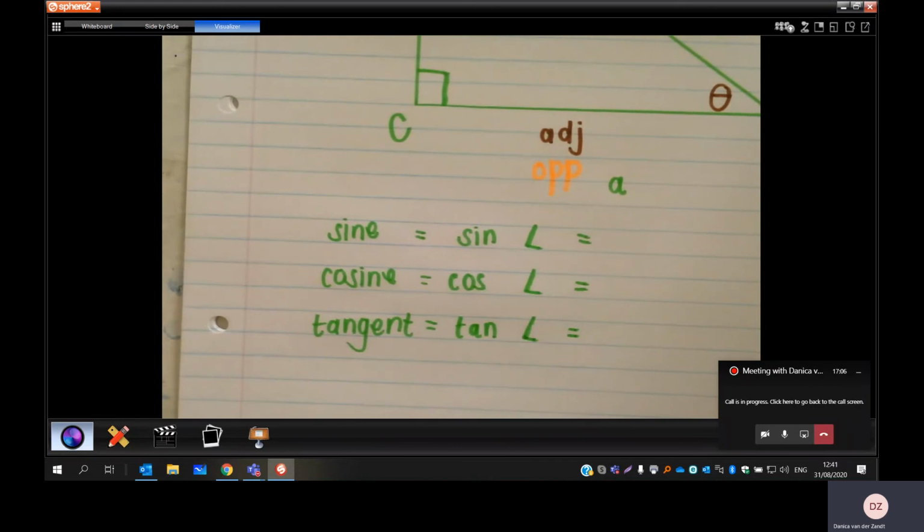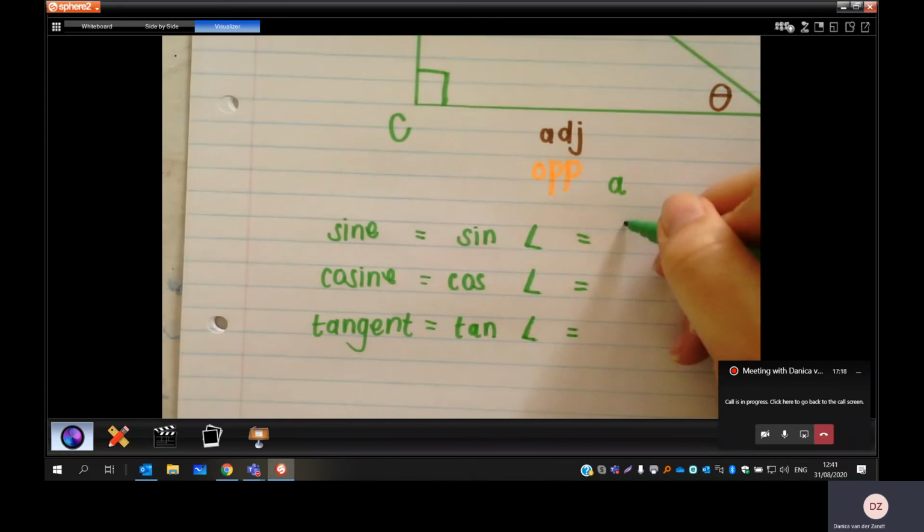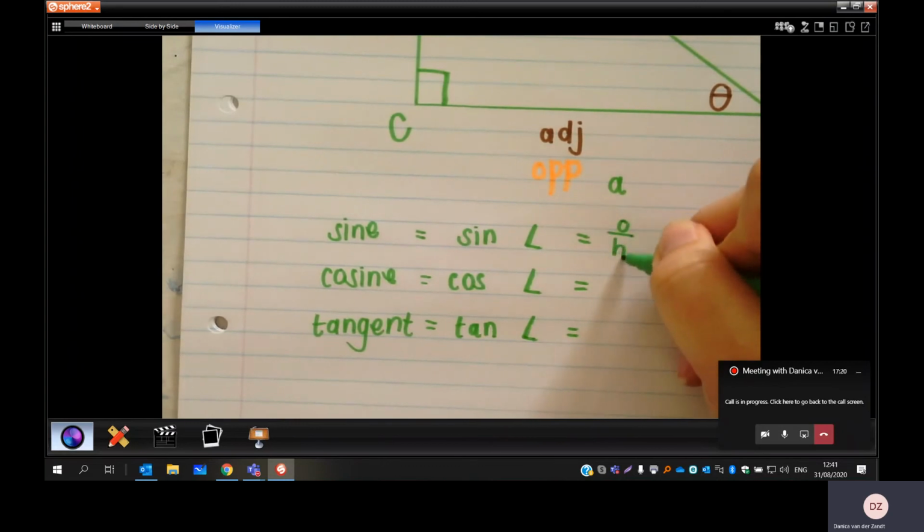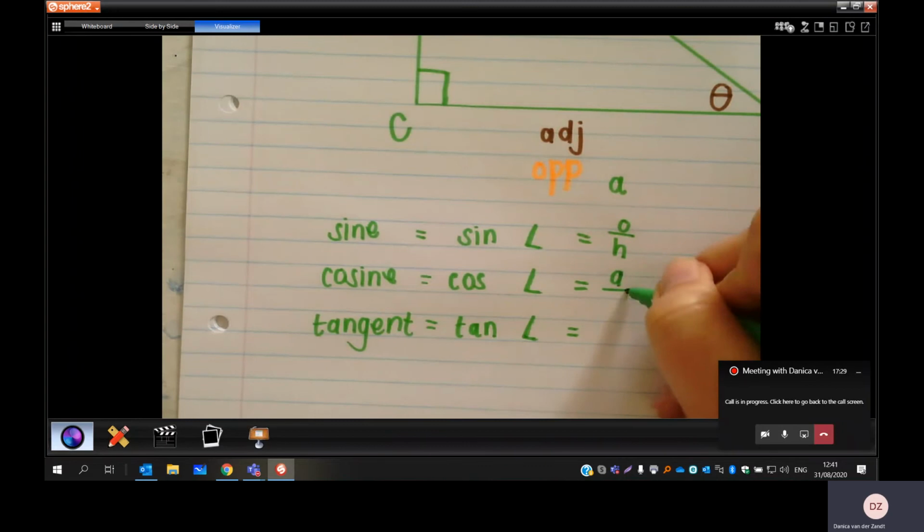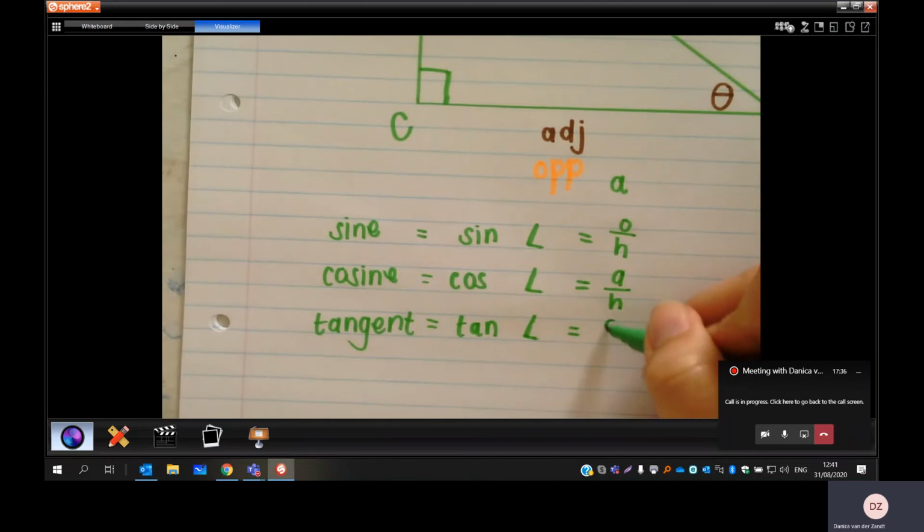Now it takes this function sine of that angle and it will be equal to a specific ratio. And that ratio for sine is opposite over hypotenuse. And for cos, the specific ratio that cos of the angle would be equal to is adjacent over hypotenuse. And tan of the angle will be equal to the ratio of opposite over adjacent.